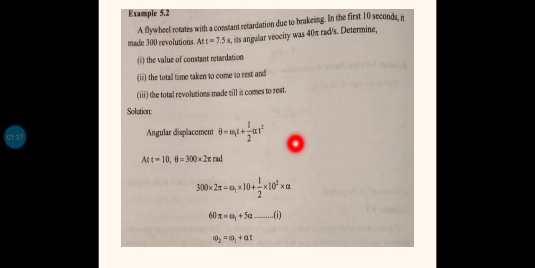Actually during one circular revolution, we know that the body covers an angle of 360 degree. We want to express omega and theta in terms of radian only. So 360 degree is equal to 2 pi radian, since 180 degree is pi radian. So during one revolution, the body will cover an angular displacement of 2 pi radian. So during 10 seconds, 300 revolutions means 300 into 2 pi radian.